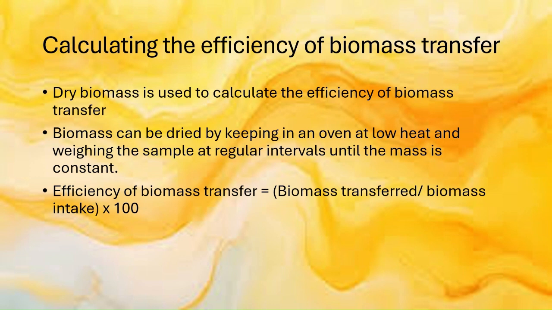To calculate the biomass transferred, you subtract the smaller biomass from the larger biomass. That's how you calculate the biomass transferred. And then the biomass intake is whichever value is the bigger one. So biomass transferred is basically the bigger value take away the smaller value, and biomass intake is whatever the bigger value is. And then you times it by 100. It's a key formula that you should know because it comes up in past paper questions so many times.